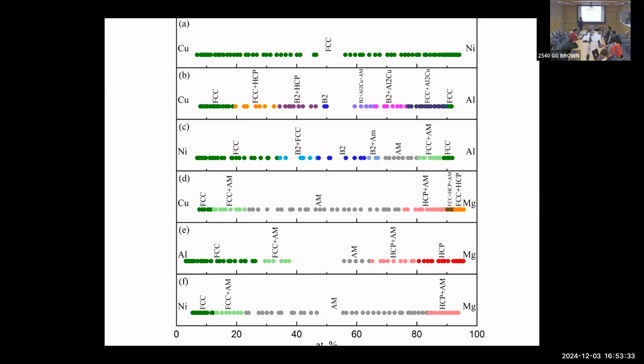One interesting thing about why we studied this system is that pure magnesium forms HCP. And so you can start to see, well, do I have a better glass forming material if I have different symmetries on either end?